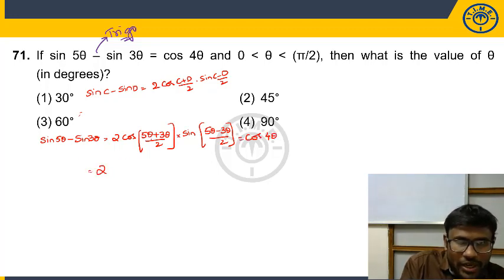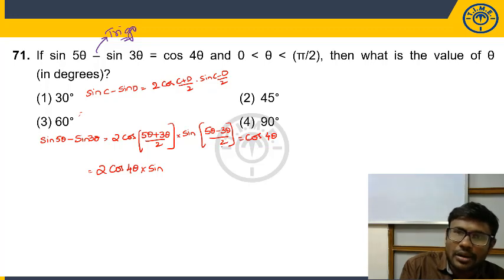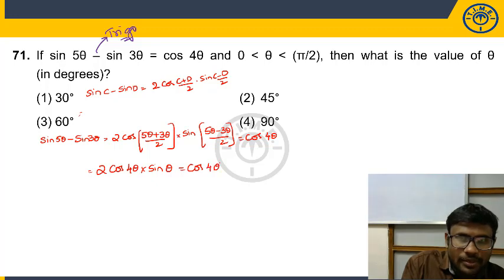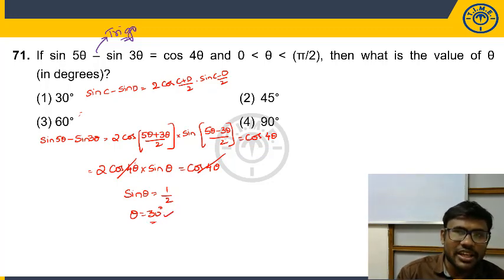So it is 2 into 5 theta plus 3 theta, that is 8 theta. 8 theta by 2 how much? 4 theta. 2 cos 4 theta into sin of 5 theta minus 3 theta, that is 2 theta. 2 theta by 2, that is theta, is equal to cos 4 theta. So cos 4 theta gets cancelled. So sin theta is equal to 1 by 2. So theta has to be 30 degrees. Which option is the answer? Option number 1. I hope this is clear for you.